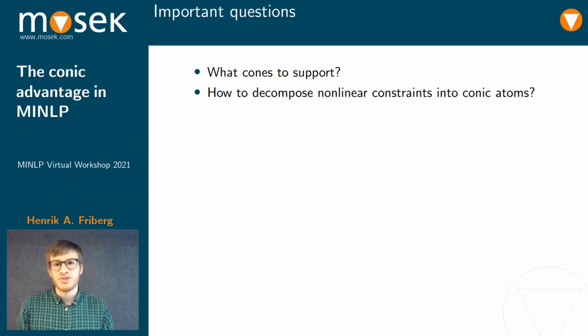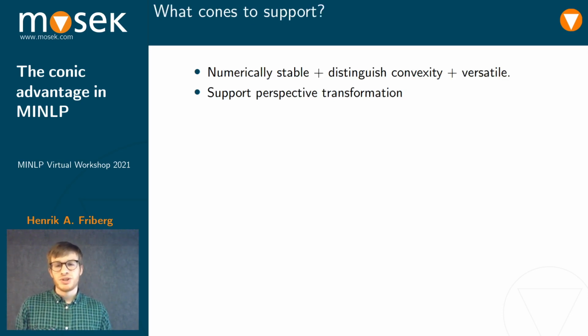So the important questions here are what cones to support and how to decompose nonlinear constraints into conic atoms. To address the first question, we already know that it should be numerically stable, distinguish convexity, and versatile. We also mentioned that the atoms should support perspective transformation, but this is trivially satisfied now that we're dealing with cones. So where to begin from these 3 properties? If you start with a clean slate, where would you look first?